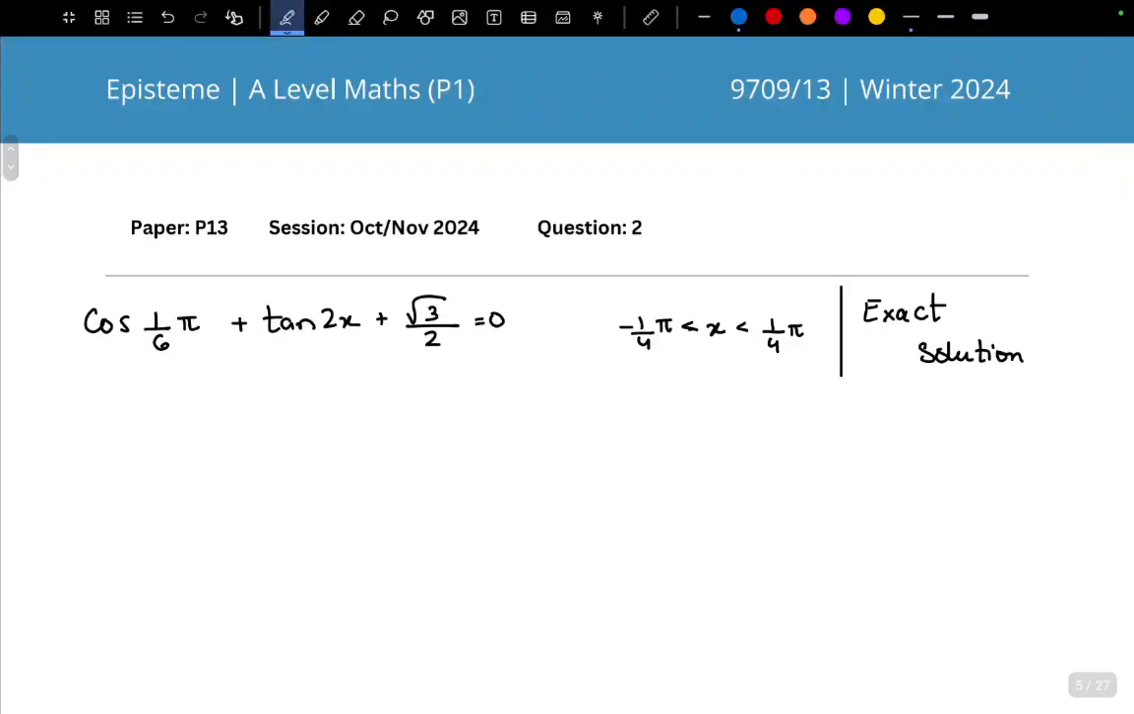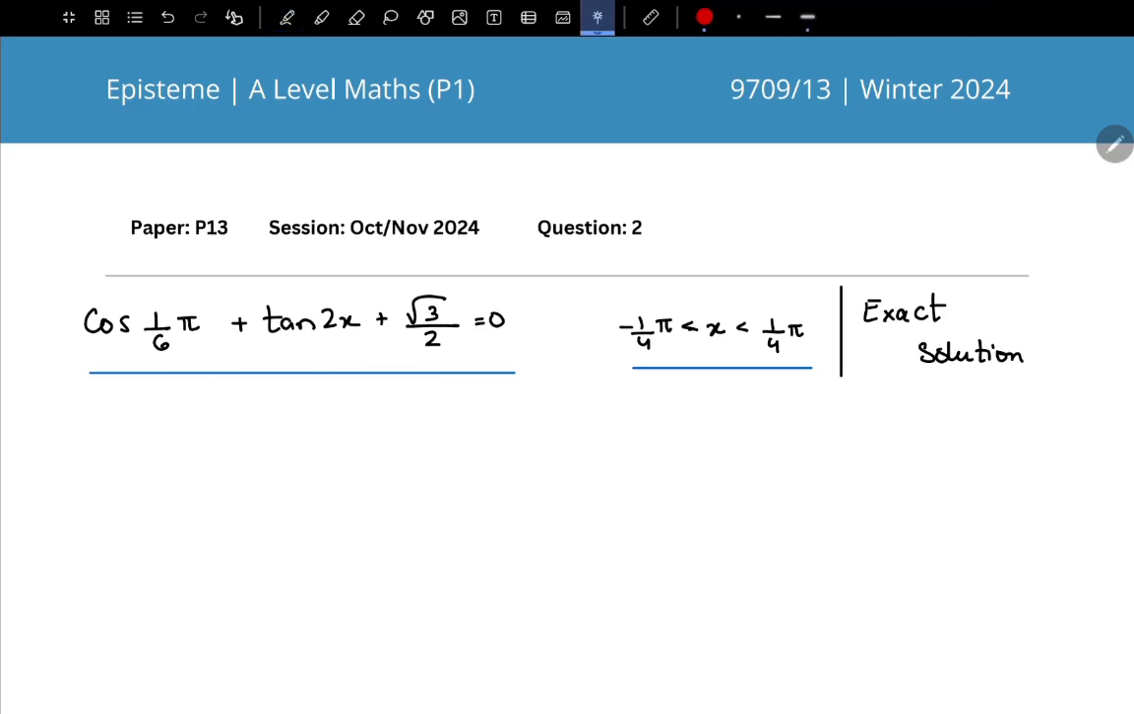Hey everyone, in this question we have been given a trigonometric equation and have also been given the domain, which is in radians. We need to find the exact solution. If we look at the equation carefully, we can see that the only unknown variable is in the second term, which is 2x, and the first term and the second term can be simplified. So let's first rearrange for x.